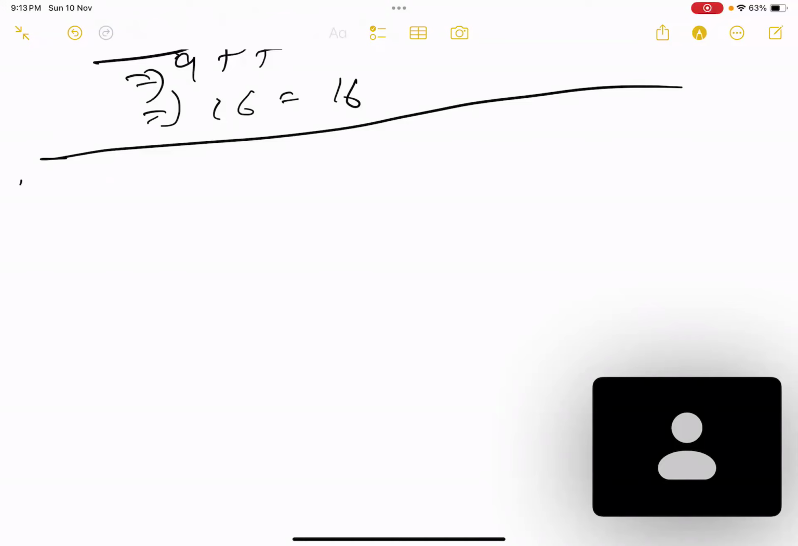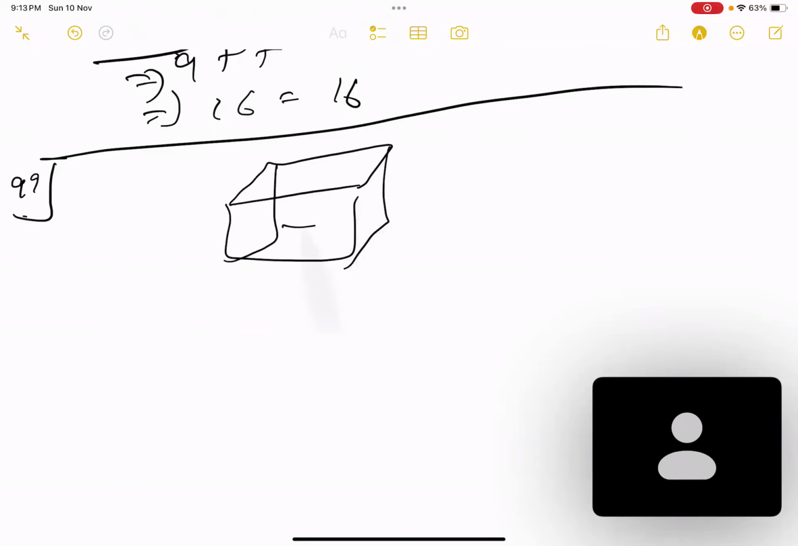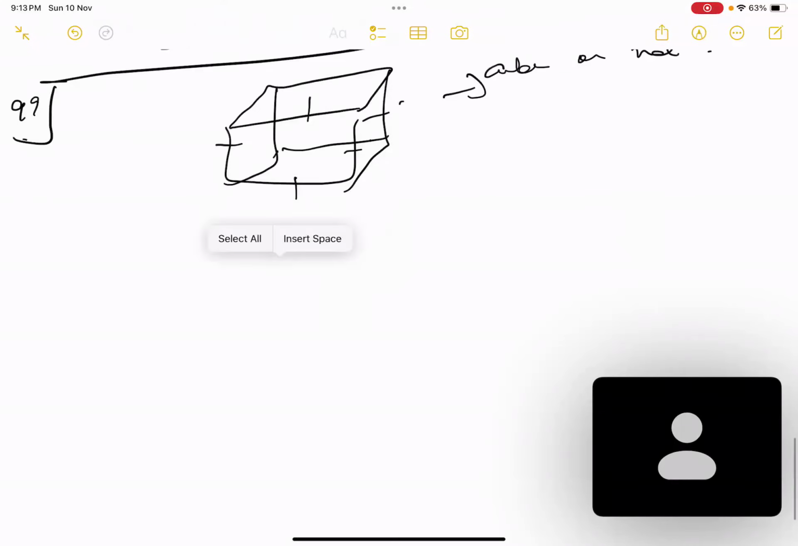Now let's come to number 99. Is the given rectangular block a cube? So there's a rectangular block. So we are not sure if it is a cube or not, okay? If it is a cube, then all the sides will be equal. Otherwise, if not, then it is a cuboid or it is not a cube.